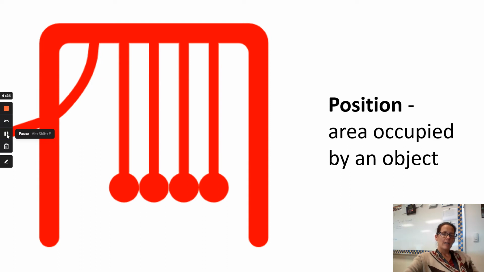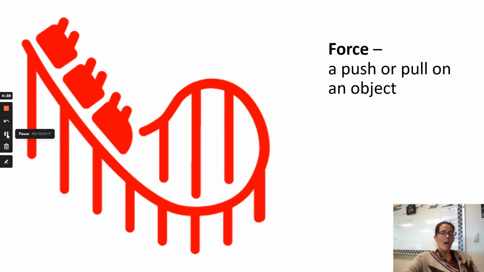To understand more about both of those different types of energy, we're going to talk about position, because that's pretty important with both of those. Position is the area occupied by an object. A force is also pretty important whenever we're talking about potential and kinetic energy. And a force is a push or a pull on an object.